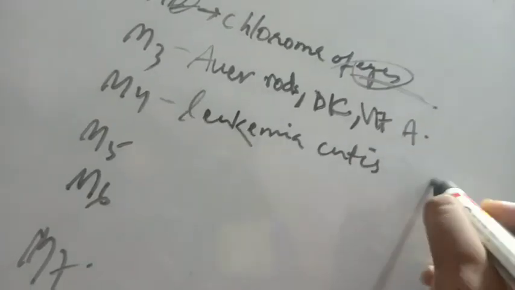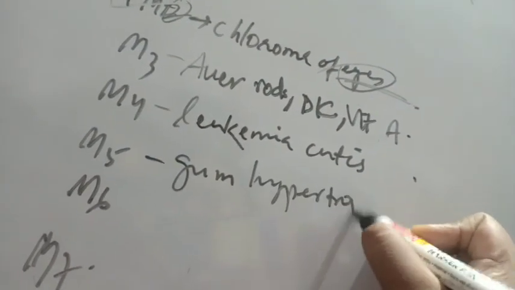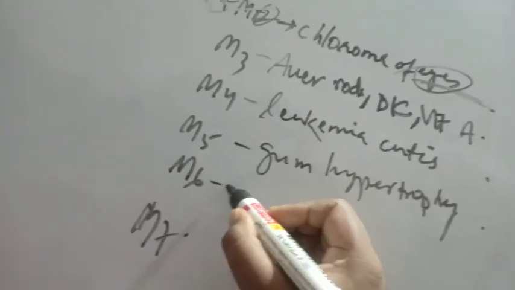M4. What is the specialty of M4? M4 has leukemia cutis. What is M5? M5 is associated with gum hypertrophy. Right. M6 is associated with what? It is not anything special, but you can remember it is also known as Di Guglielmo disease. M7 is of course megakaryocytic, and this is the most common leukemia seen in a child with Down syndrome who is less than 2 years of age.